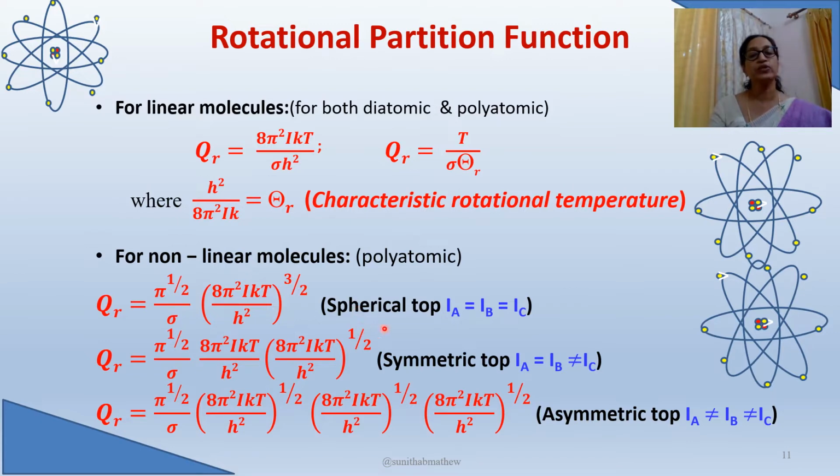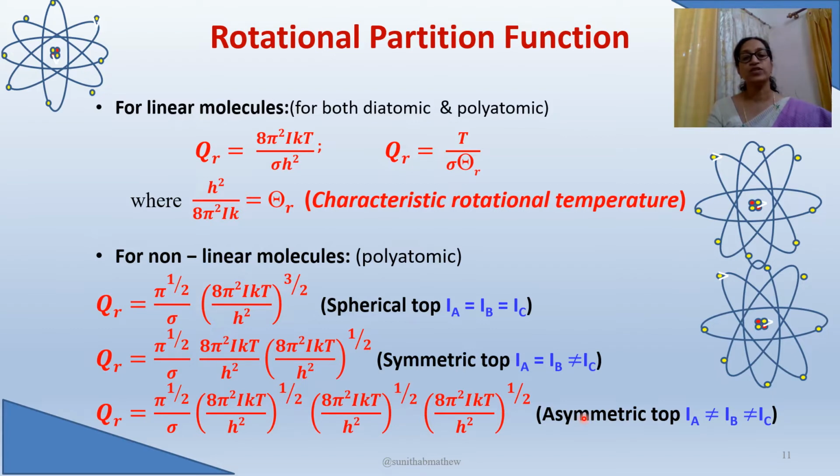For a spherical top, where the moment of inertia is equal, I_A = I_B = I_C along all three axes, we will have the expression root of π/σ times (8π²IkT/h²) raised to 3/2. Now if the molecule is of symmetric top type, that means the moment of inertia I_A and I_B will be the same but I_C will be different, then it will be root π/σ times (8π²IkT/h²) twice, each to the power half.